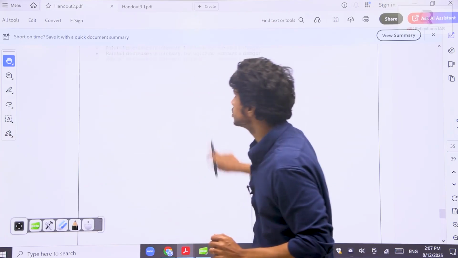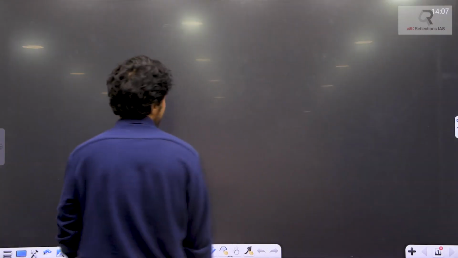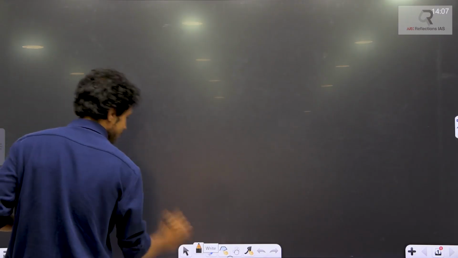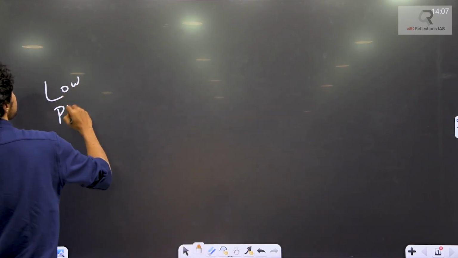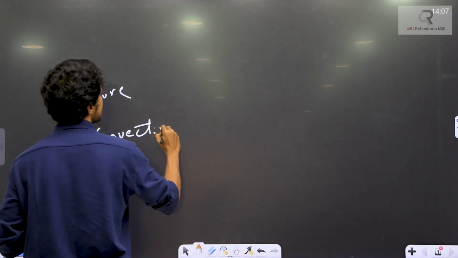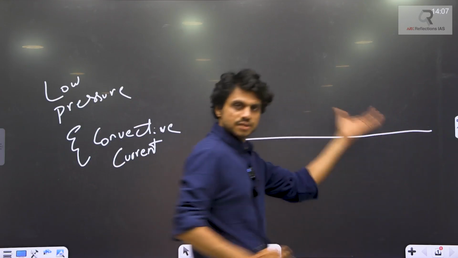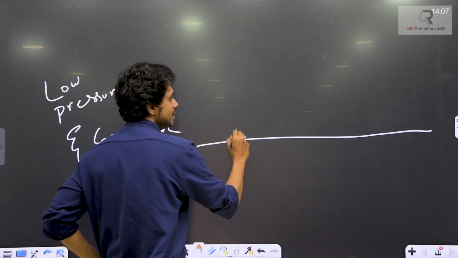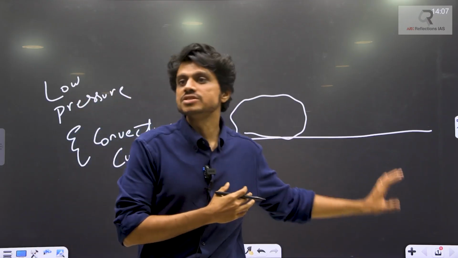So for that, we need to understand the concept of thunderstorms as well. See here, what happens? How does the rainfall happen? Basically, everything starts with the low pressure and the convective currents. Consider this area. Here you have a parcel of air, or a packet of air. Okay, this air is heated. You have heated it, warmed it.